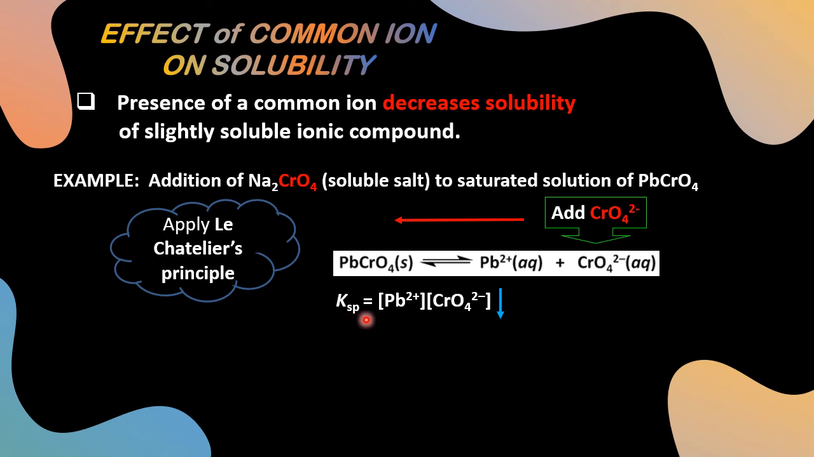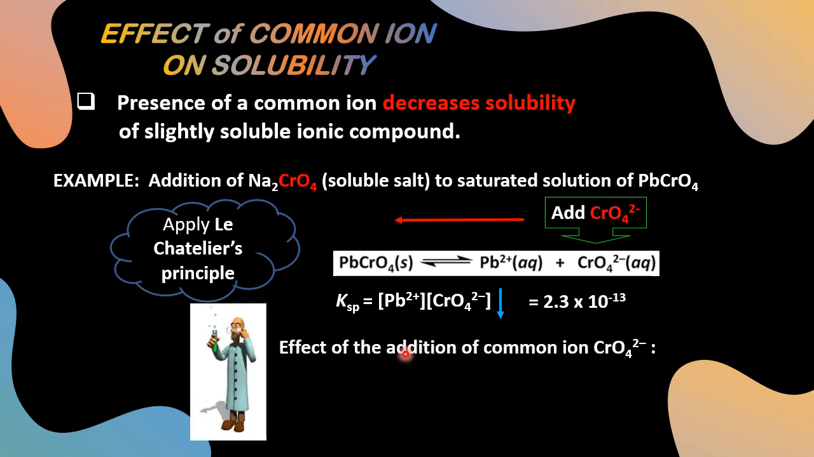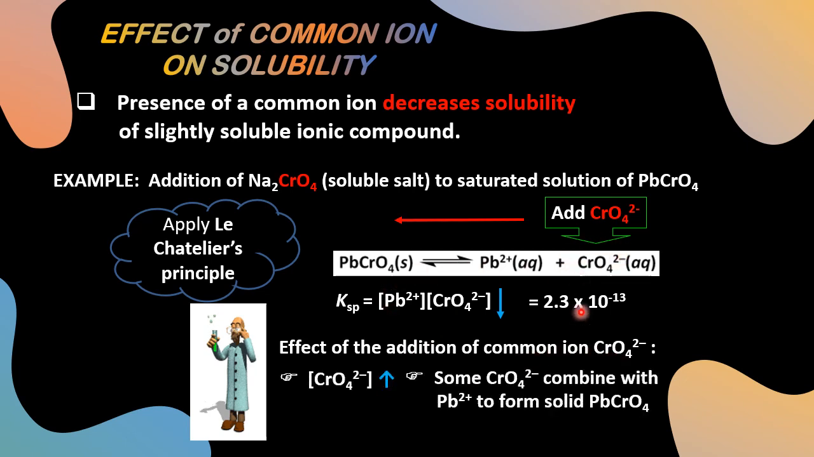Now, this is the Ksp. When the system shifts to the left, it can reduce the concentration of lead ion and chromate ion. Then, the effect of the addition of common ion chromate: the concentration of this one increases, then some chromate will combine with lead to form more solid PbCrO4, lead chromate. Meaning that the solubility for this one decreases.